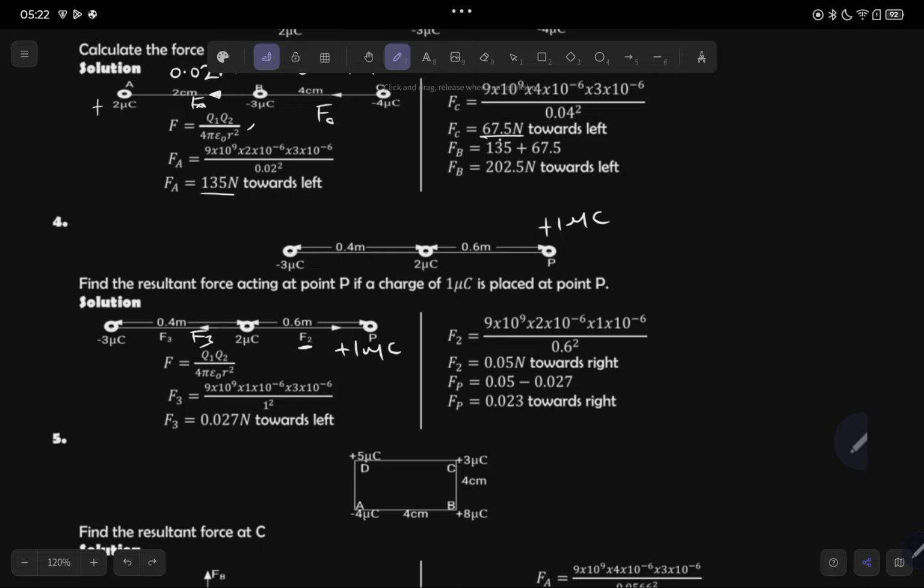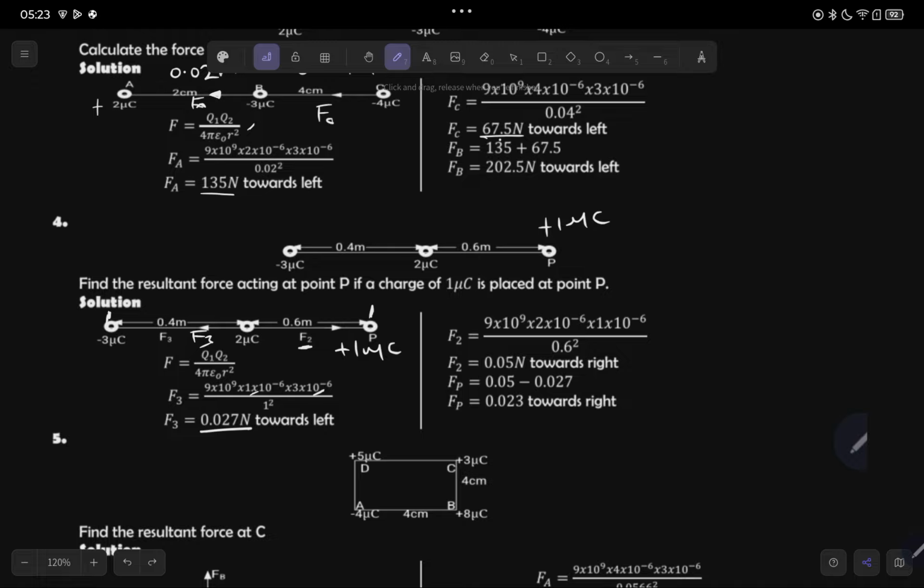Coulomb's law comes in: F is equal to Q1 Q2 over 4 pi epsilon naught r squared. Then for the force F3, that is due to the 3 microcoulomb charge, we substitute the magnitude of the charge at P, which is 1 microcoulomb, and the 3 microcoulomb charge, 3 times 10 power negative 6. Then we divide by 1 meter. 1 meter starts from here and ends there. The 1 meter is the distance between the 3 microcoulomb charge and the 1 microcoulomb charge, giving us 0.027 newtons towards the left as the arrow was shown.